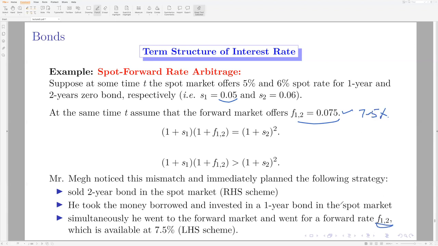So this is the complete strategy that Mr. Meg has adopted. Now let us see what he is gaining through this strategy. First and foremost, observe that he did not spend any money from his pocket because he borrowed from the RHS scheme and put into the LHS scheme. That is the plain strategy that we can take. Therefore, he has not spent any money from his pocket.